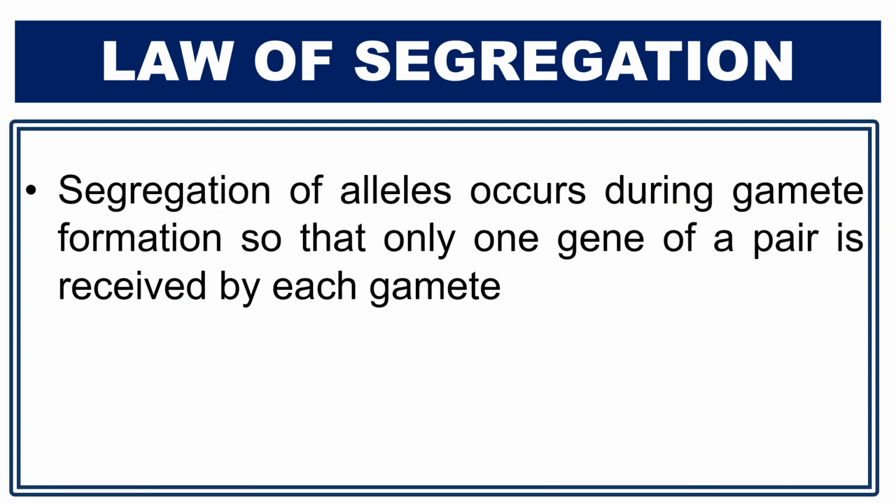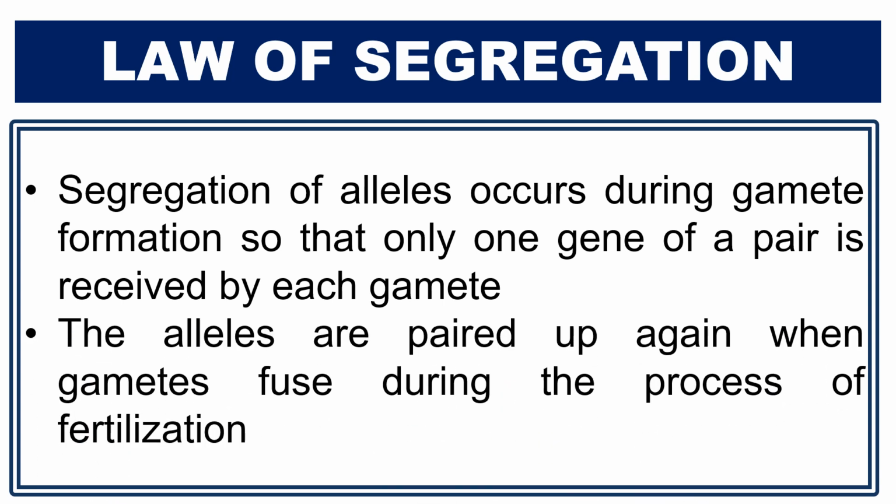Segregation of alleles occurs during gamete formation so that only one gene of a pair is received by each gamete or each reproductive cell. The alleles are paired up again when gametes fuse during the process of fertilization. That's why we only have two sets of alleles, one coming from the mother and one coming from the father.